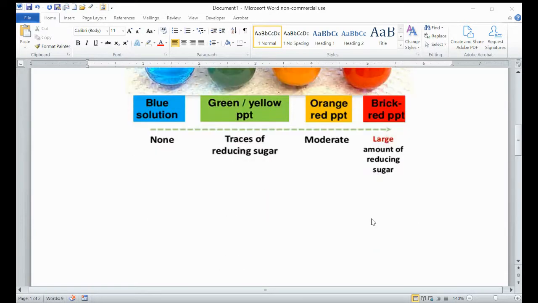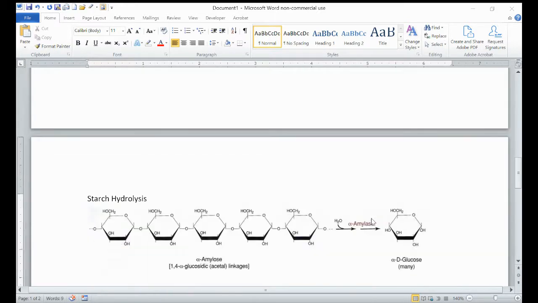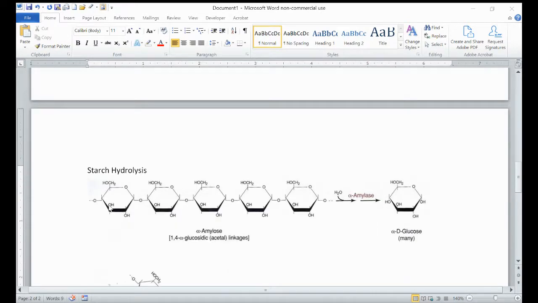So let's go down and see what happens when we test starch. Here's our starch. This is our amylose, which is our long unbranched chain of glucoses all joined together. And what's going to happen is we can break it apart here and we'll get a single glucose. And we do it here and here and here, and again, we get lots and lots of glucose.